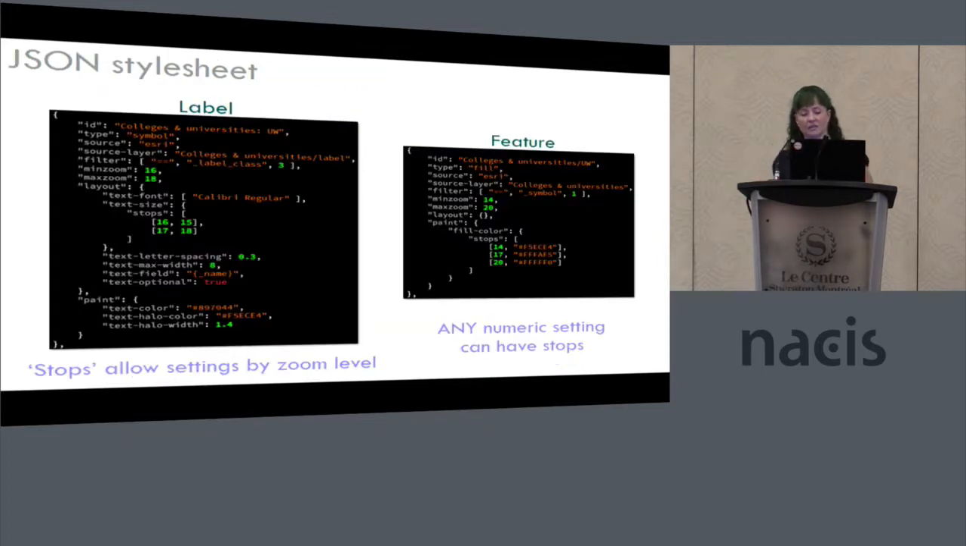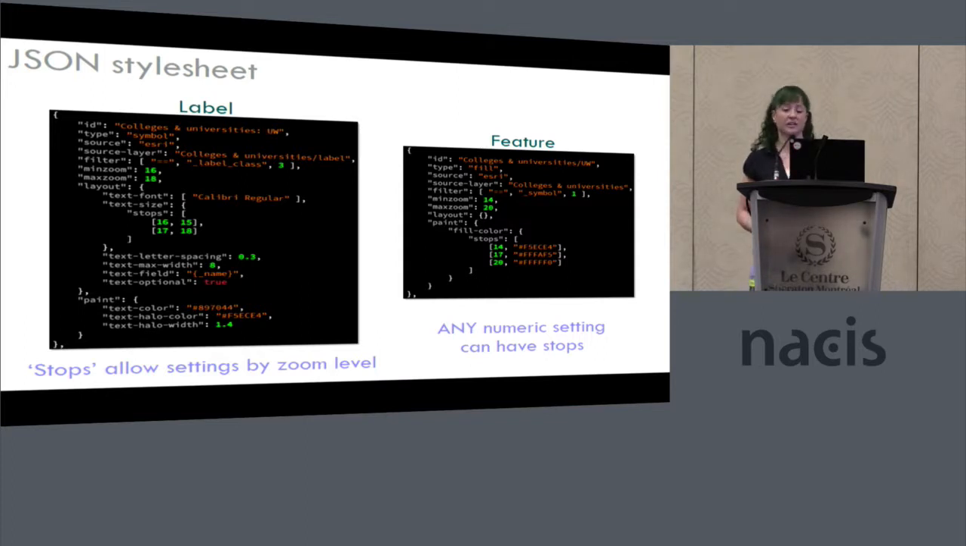Here's a quick look at what the JSON might look like for a single feature and its label. You can see kind of the standard settings there, font. What I want to highlight here are the stops. That's the scale-based sizing. So under the label there where it says stops, that means that at zoom level 16, the font should be 15, and at zoom level 17, the font should be 18. The nice thing about scale-based sizing is that you can do that with any numeric value, not just sizes. So over there in the feature, I'm doing that with colors, because those are hex numbers.